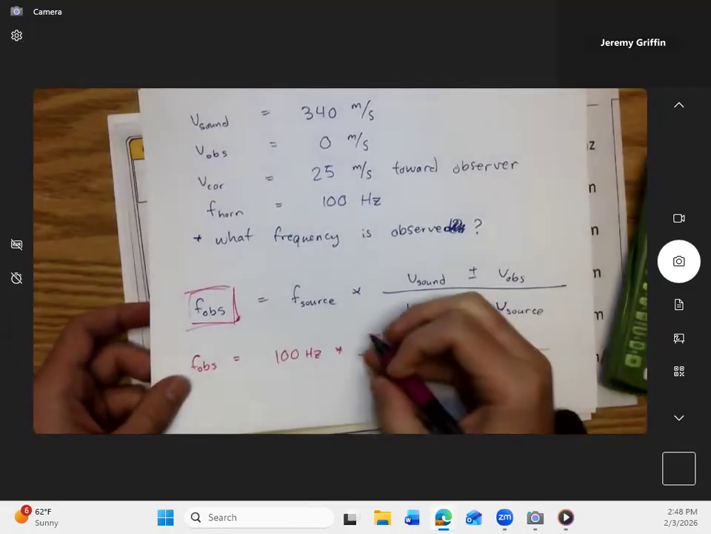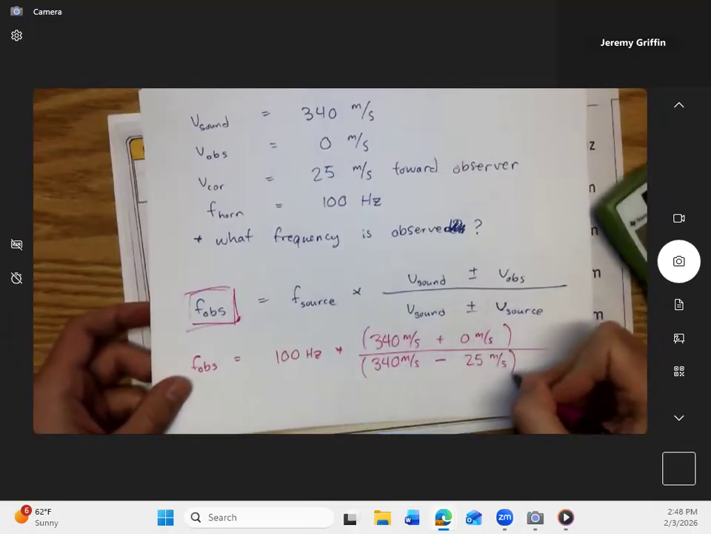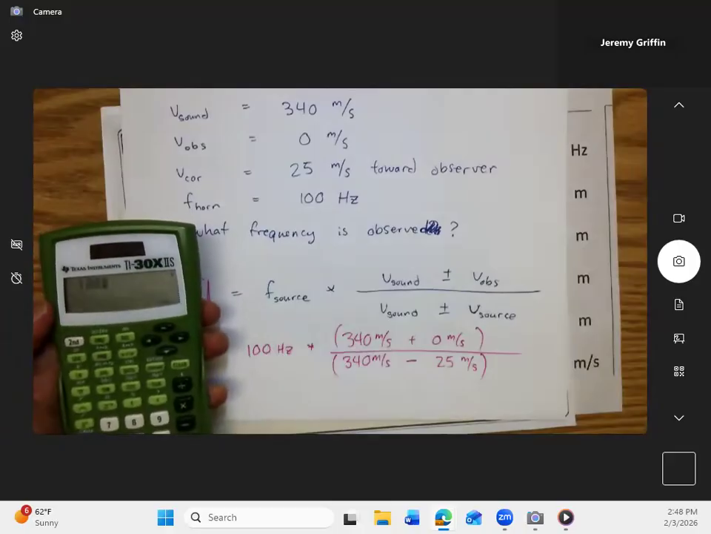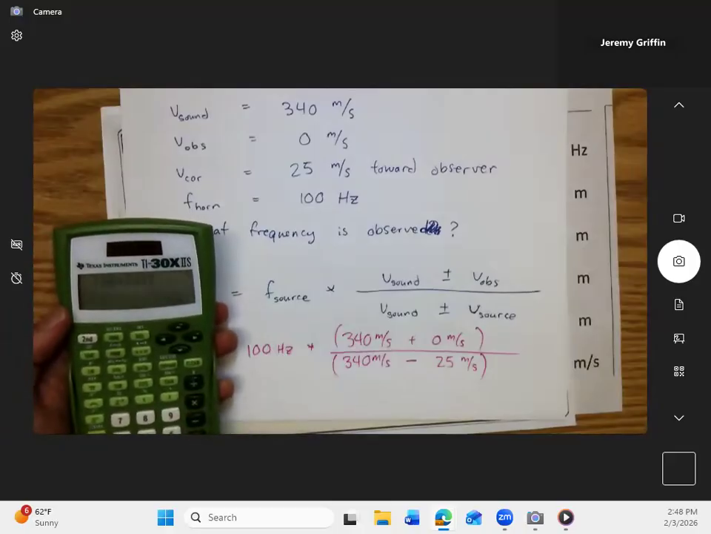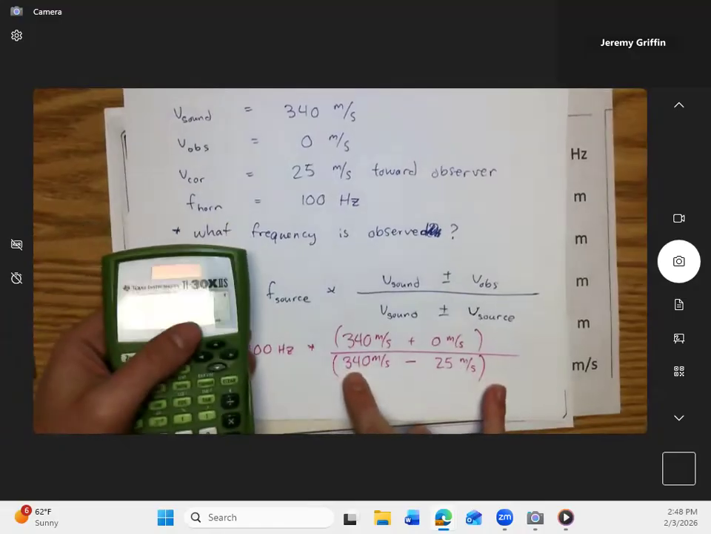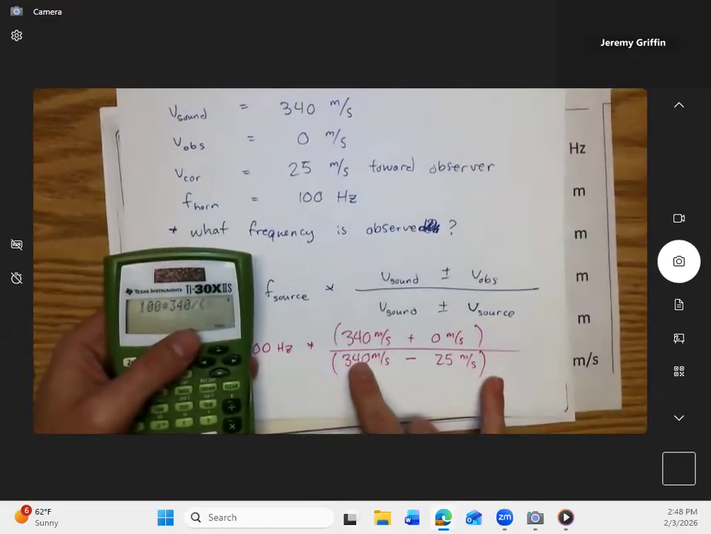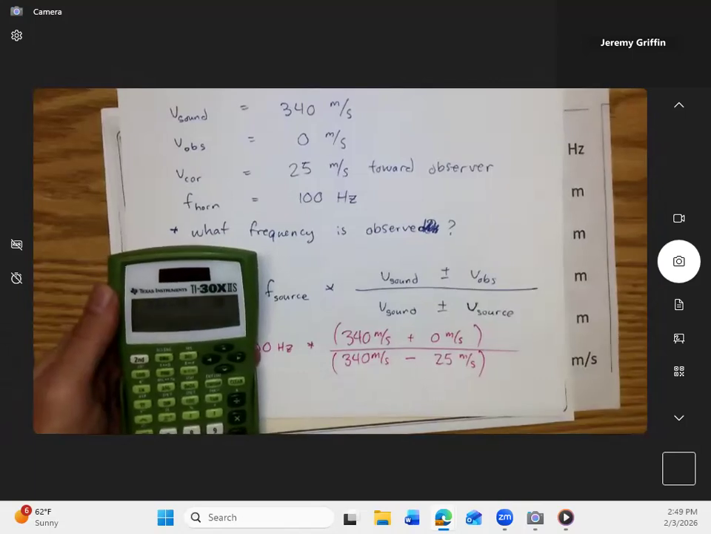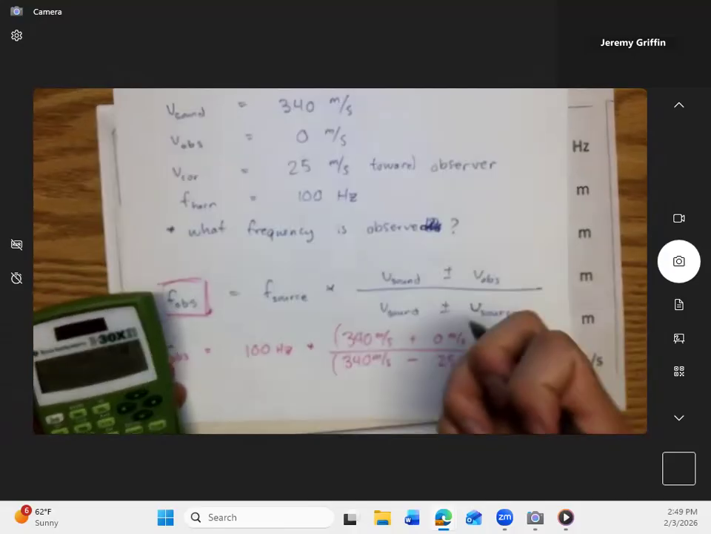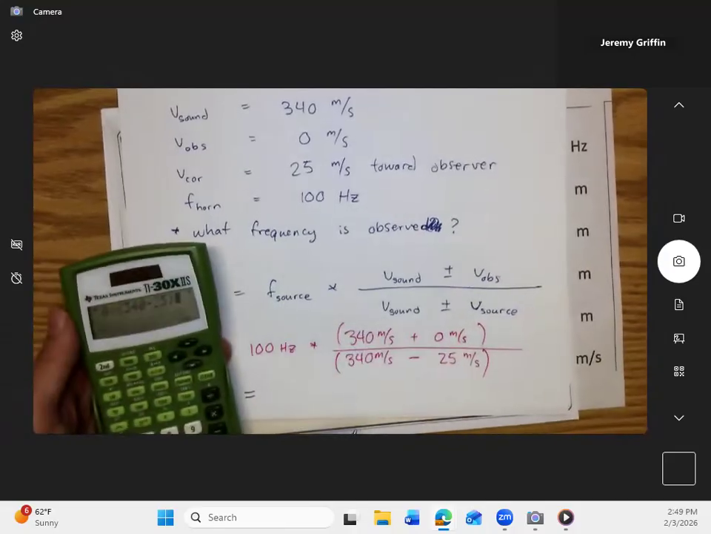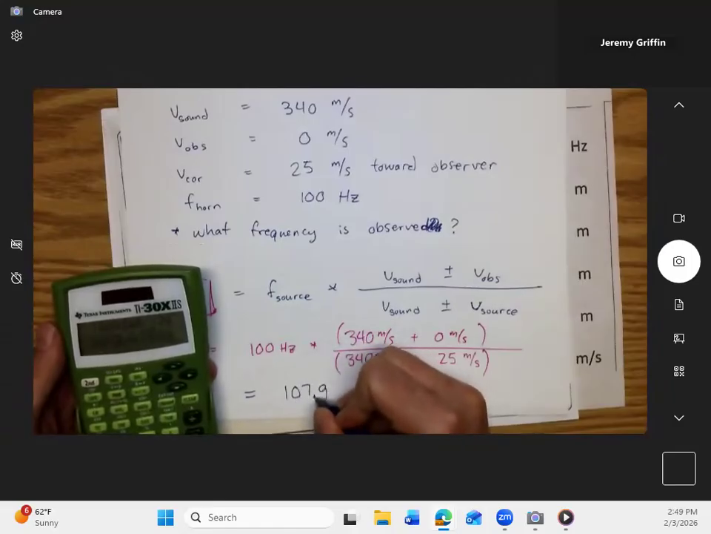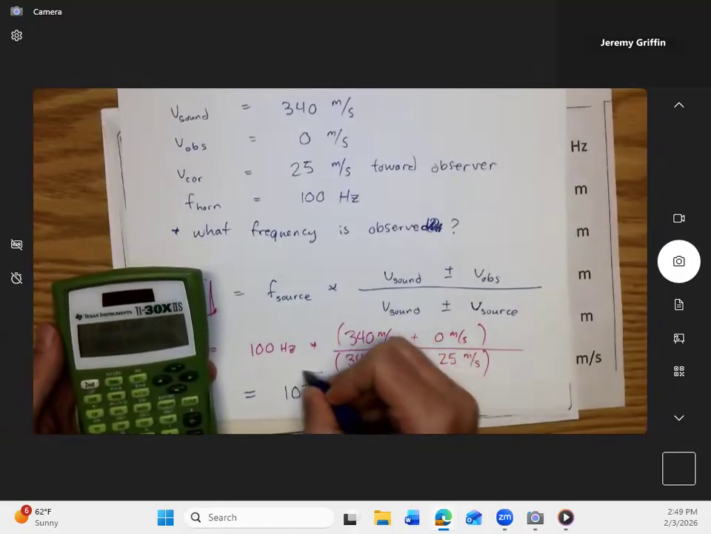Okay. Now, can you put this correctly in your calculator? So that involves some parentheses. Make sure you're getting the same number I'm getting. Take the 100 hertz source frequency, 340 over here. And when you hit divide by, it's really important you open up parentheses after the division so you can subtract these two. And they're all in the denominator. 340 minus 25, it's all grouped together that way. Okay. I'm looking at 107.9 hertz. Does that look reasonable?